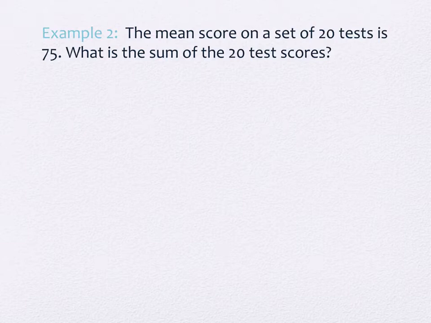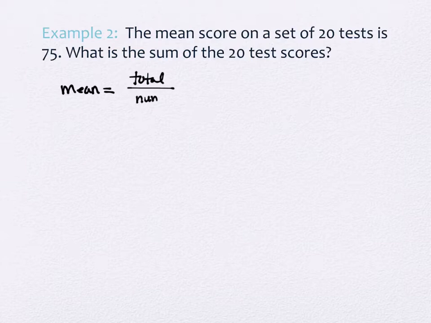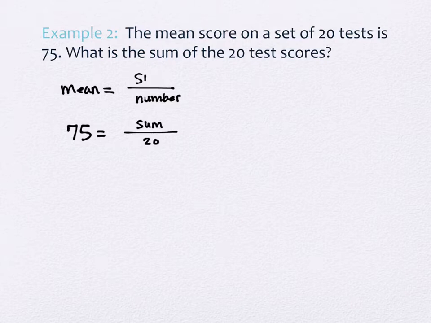So this one has a mean score of 20 tests. You wouldn't have 20, you'd have like 4 in a class, right? But you have 20 tests as 75. What is the sum of the 20 test scores? Well, mean is found by taking the total, in this case the total of points, and dividing it by the number, in this case the number of tests. How many do I have? So I know the mean, it's 75, and I know the number of tests, it's 20. So what I don't know is the total, or the sum. I actually think I'll write the word sum here. That's a little bit more descriptive than the word total. Let's write sum.